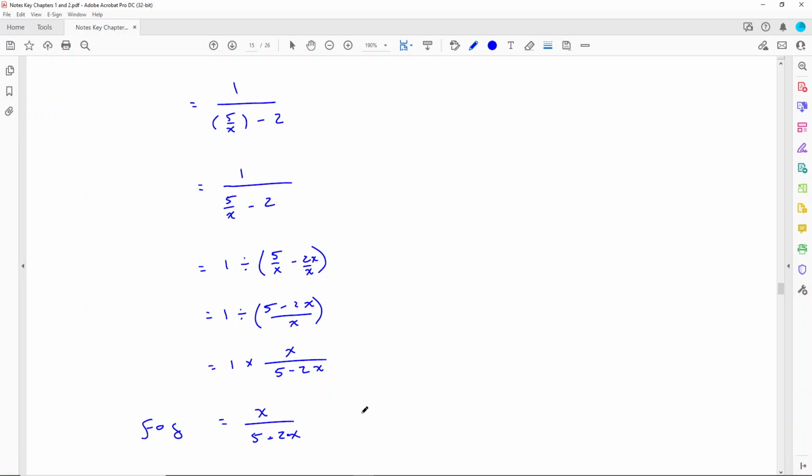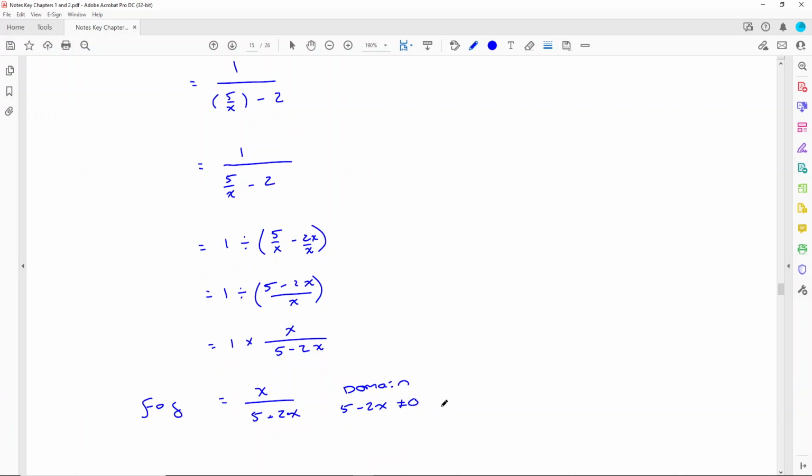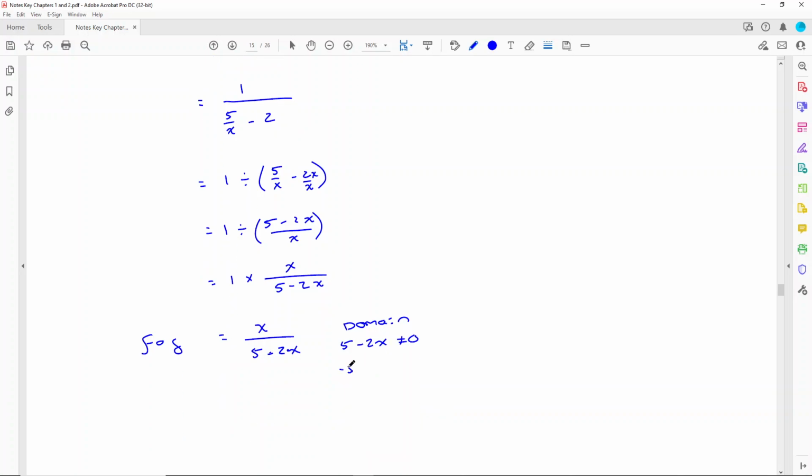But I want to talk about the domain. I need to talk about the domain of this new function. My new function has a denominator, which is 5 minus 2x, which cannot equal 0. So let's solve this new domain. I'm going to minus 5. Actually, I'm going to just add 2x. I get 5 cannot equal 2x. And then I'm going to divide by 2. And I get x cannot equal 5 halves. This is my new domain.